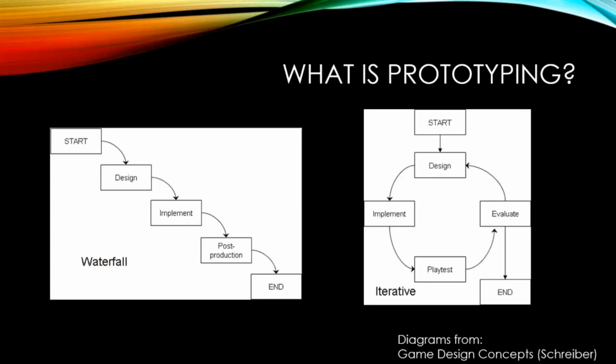What is prototyping? It's good to think about this through the lens of the iterative process. On the left here, you have the waterfall design process where you start, you design, you implement it, you go into post-production, and you finish. As you can see, it's a very linear process, and it's problematic because if you are late in development and you realize something has gone wrong or you're missing your target, it's very hard to turn around because of how much you've invested. On the other hand, the iterative process is much safer.